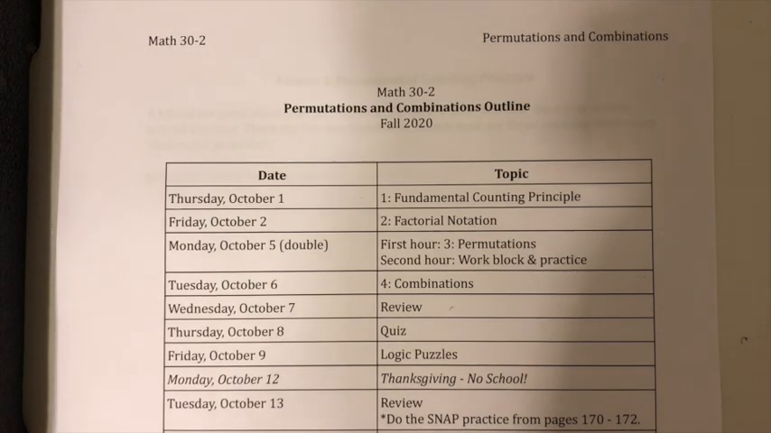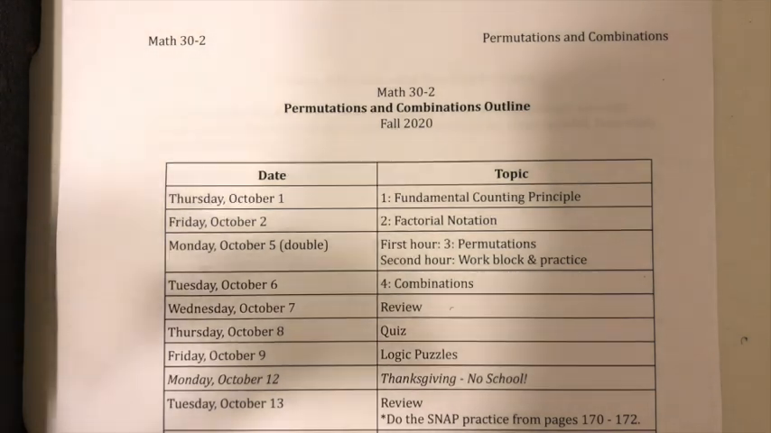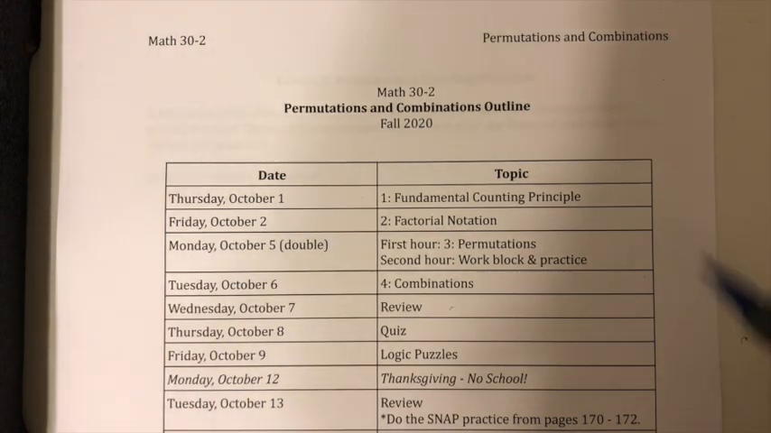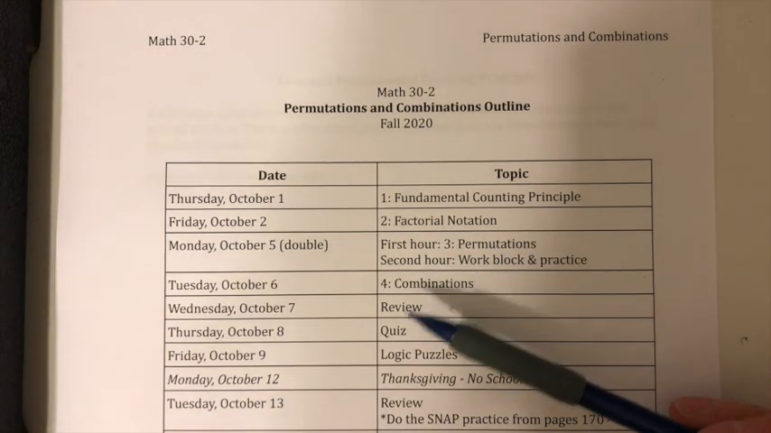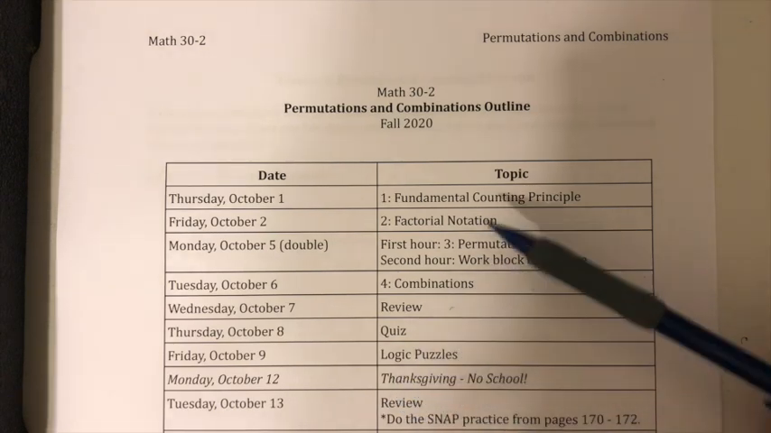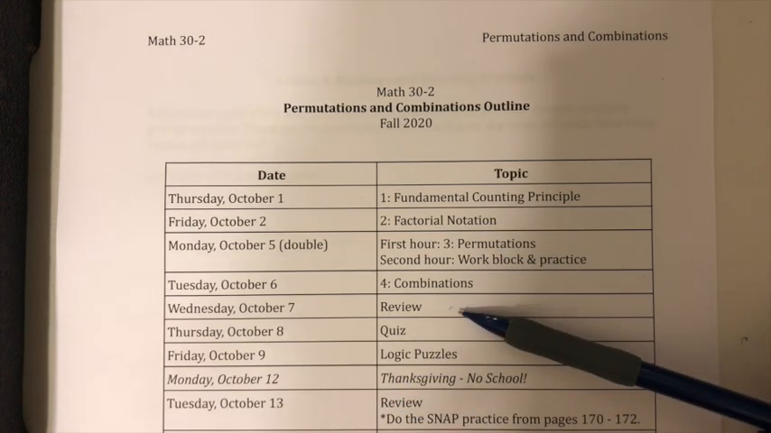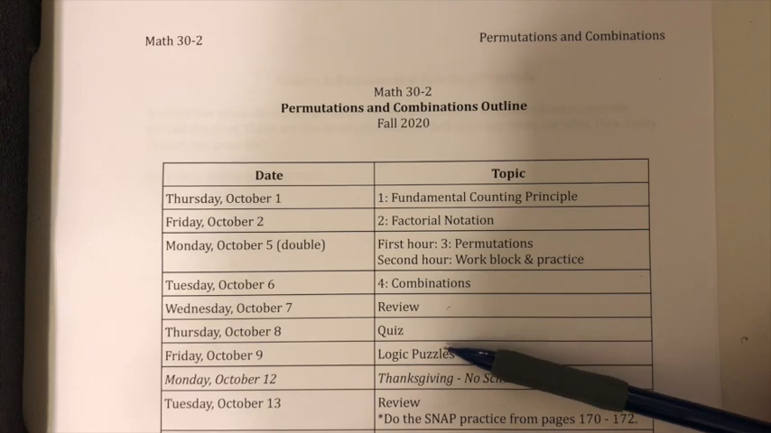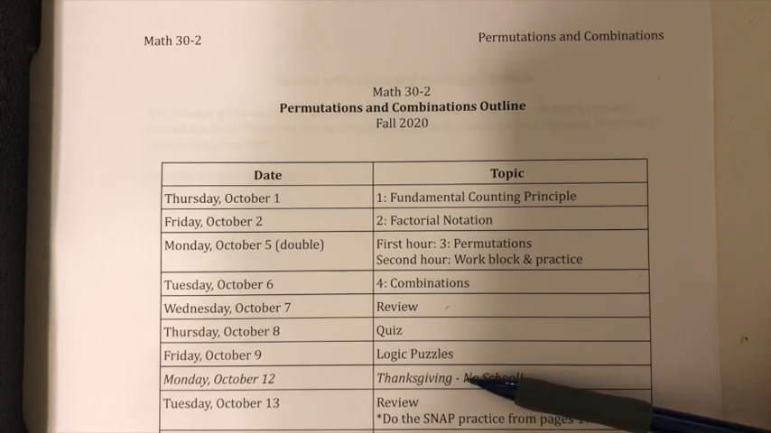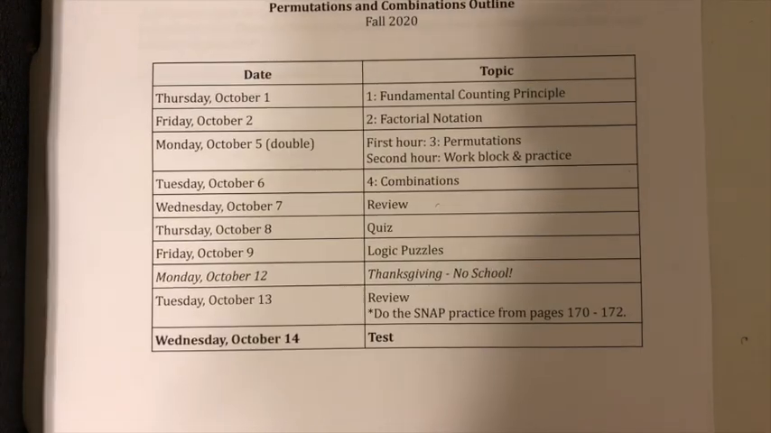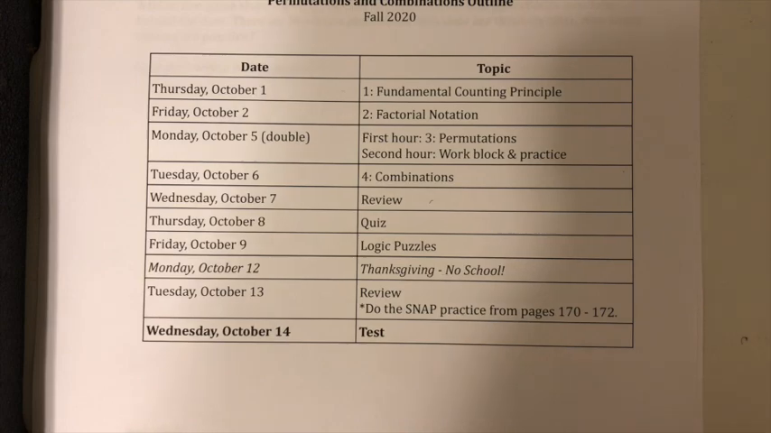Okay, so today we're starting permutations and combinations. So here's our outline. You guys have 4 lessons, a work block, review, quiz, logic puzzles, then Thanksgiving long weekend, then review, and then the test is on Wednesday, October 14th. Okay, so that'll be on the calendar, as will the quiz, to help you remember.